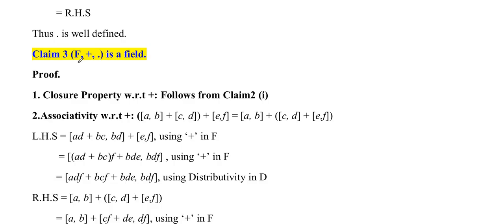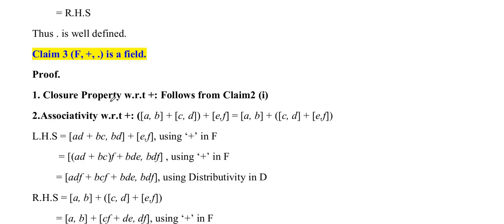Now we are going to prove that this F under plus and dot is a field. F is the collection of all equivalence classes, and how addition and multiplication are defined, and that they are well defined, were all shown earlier. Now we need to prove that this is a field, which means all the 11 axioms for F to be a field are to be established.